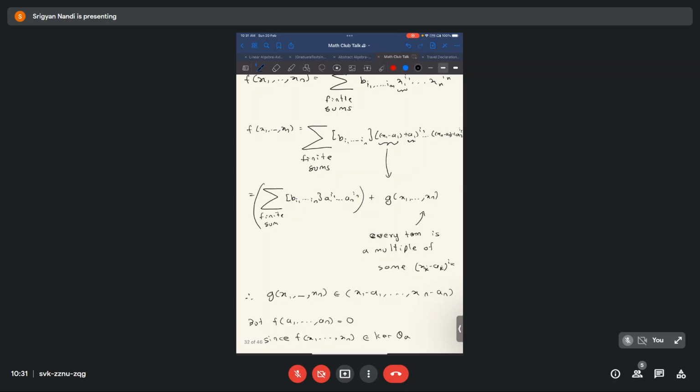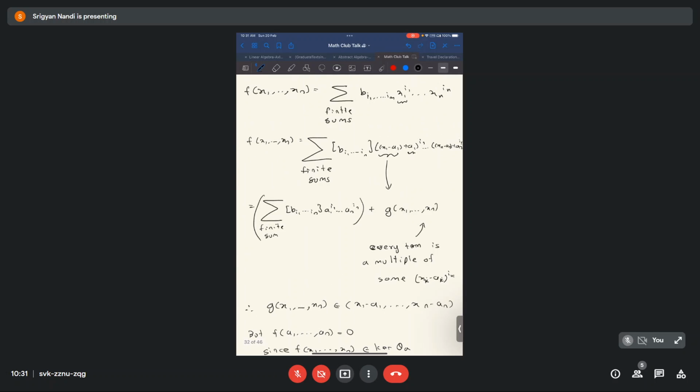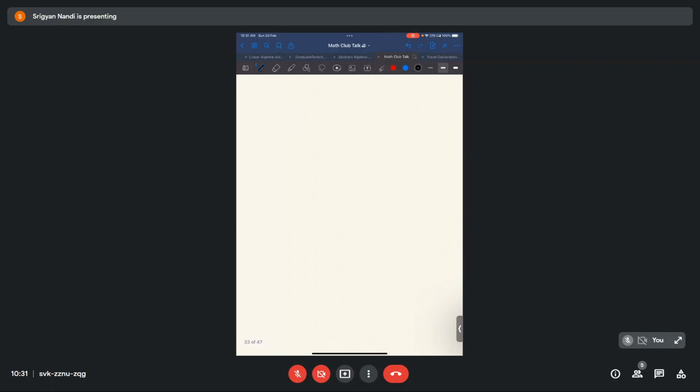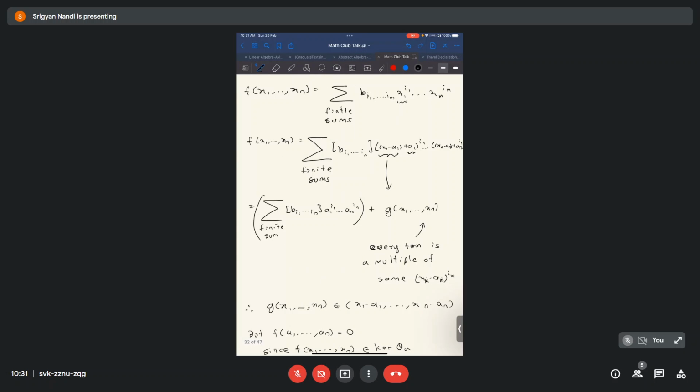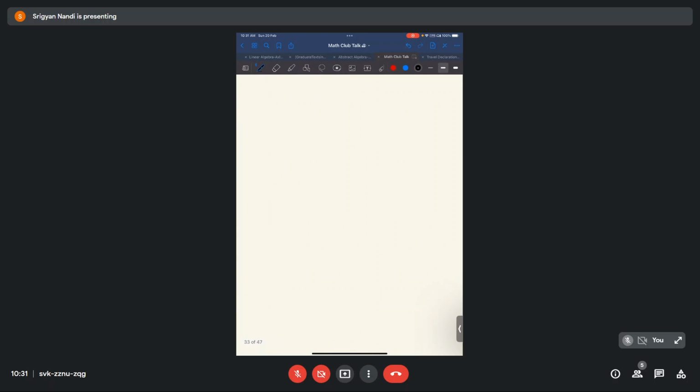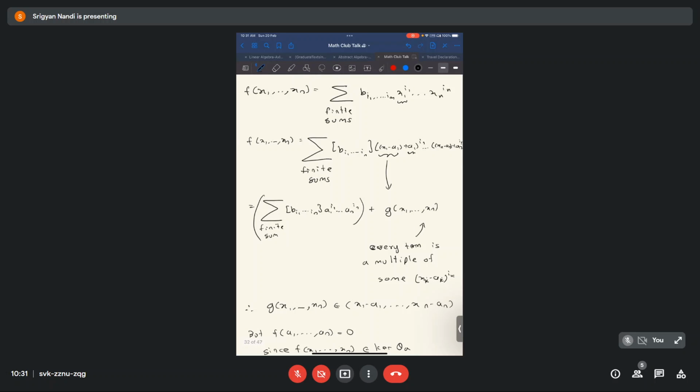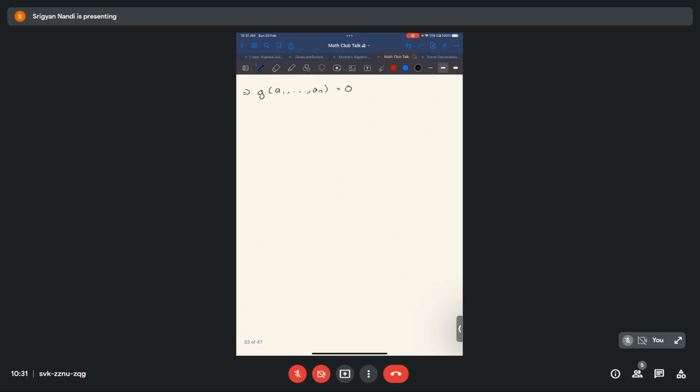Therefore, we will have the following. If that is 0, that means this evaluation is 0, and we also have obviously that g(a1 to an) should be equal to 0, since g lies in the kernel. I mean, g lies in this ideal. So when evaluated at a1 to an, it should yield 0.